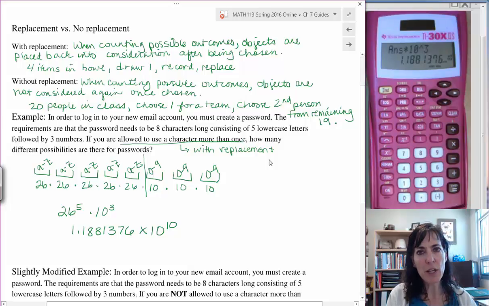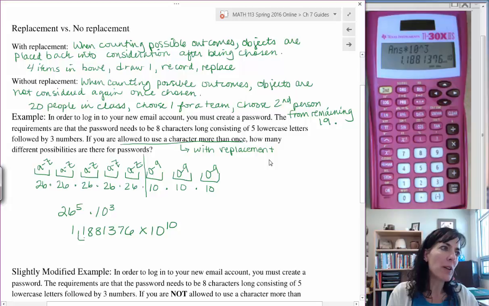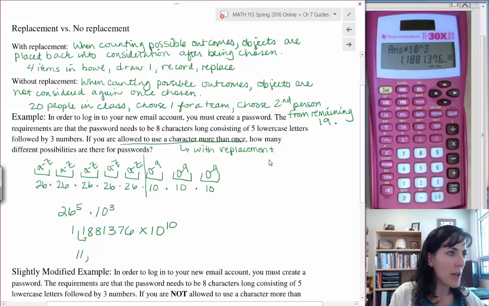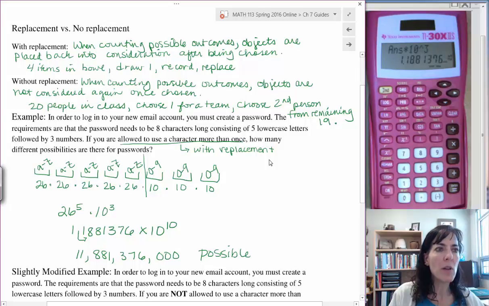Remember, with scientific notation, if you have a positive exponent, it means you need to make your number bigger. So we need to move the decimal place to the right. So it's going to go that way 10 places, and I end up with 11,881,376, and then 3 zeros. And that is how many possible passwords.